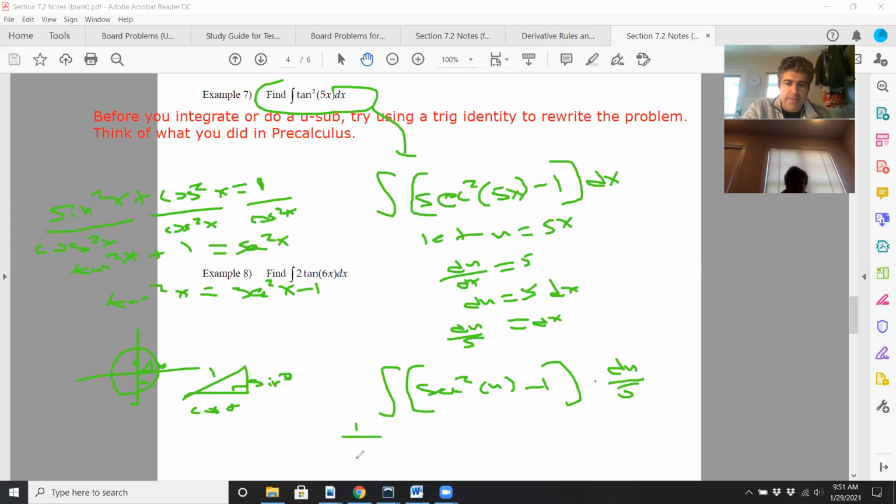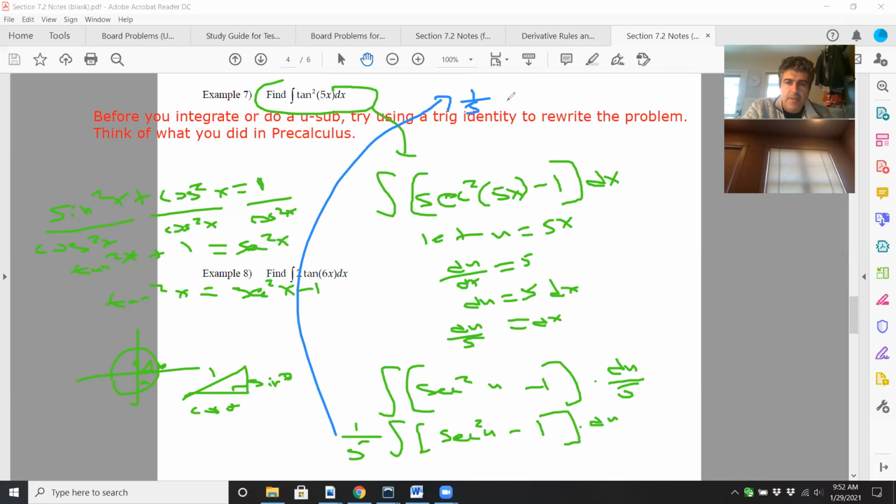So it's 1/5 of this integral, secant squared u. I don't really need the parentheses around that u. I already know it's the input for the secant squared times du. Okay, now I could do the antiderivative of this. The antiderivative of that's not so bad. I'll do it kind of up here.